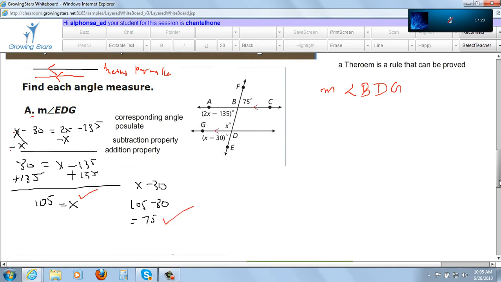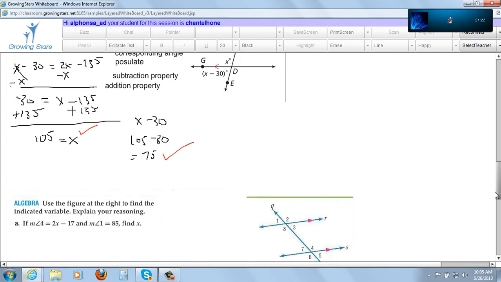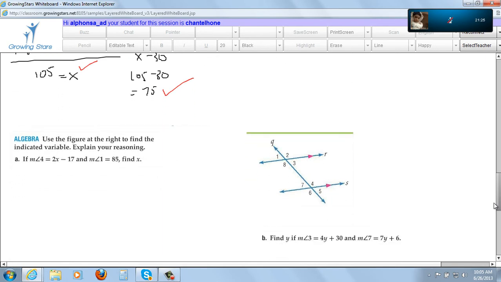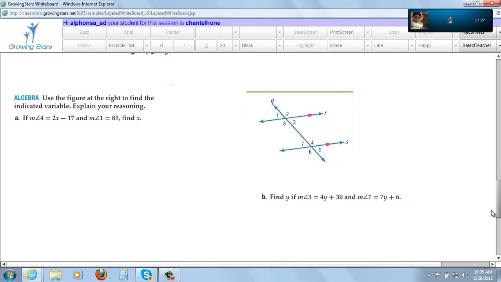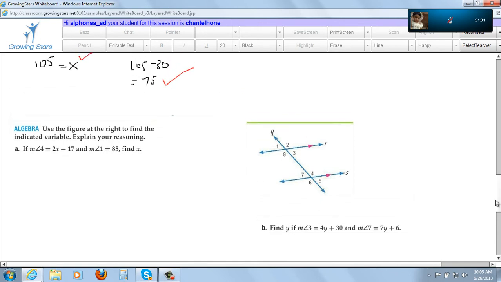Okay. Now here also you are supposed to find the measure of angle BDG. So observe the figure carefully and see which is the angle you are supposed to find. BDG.